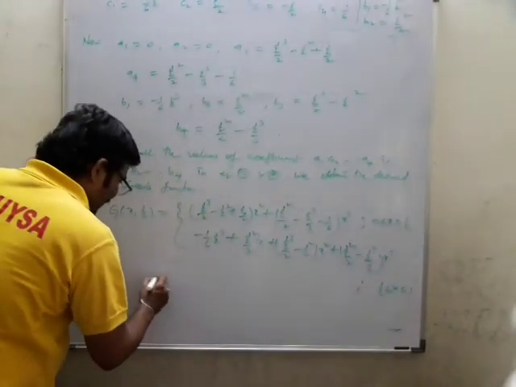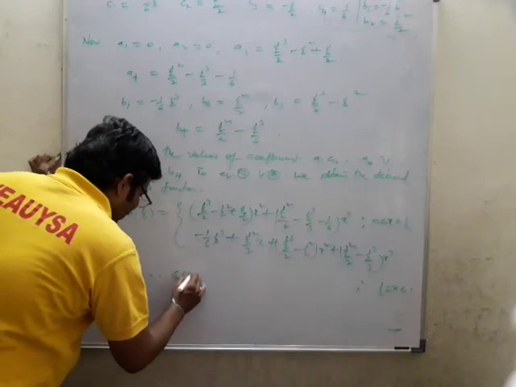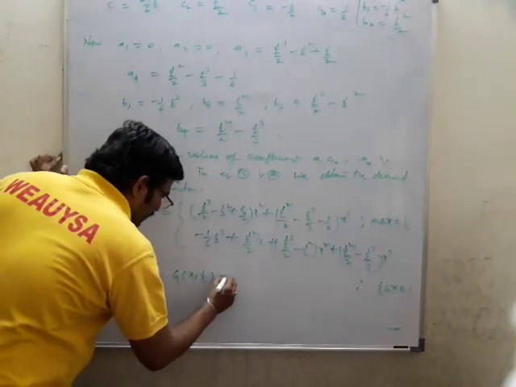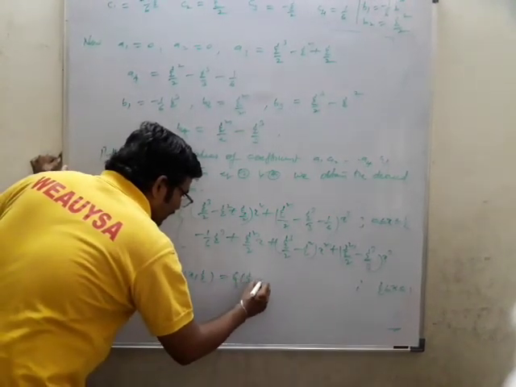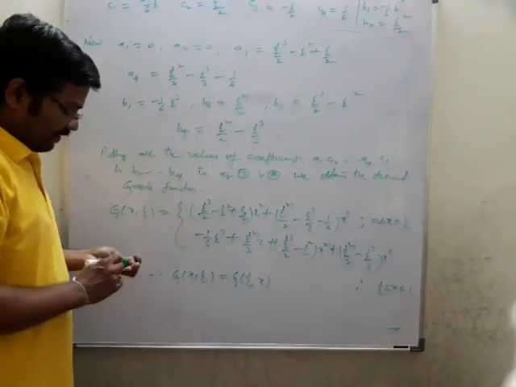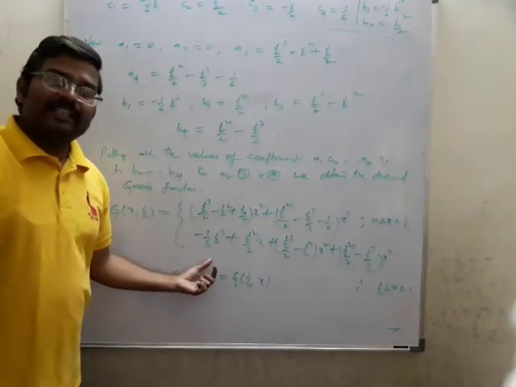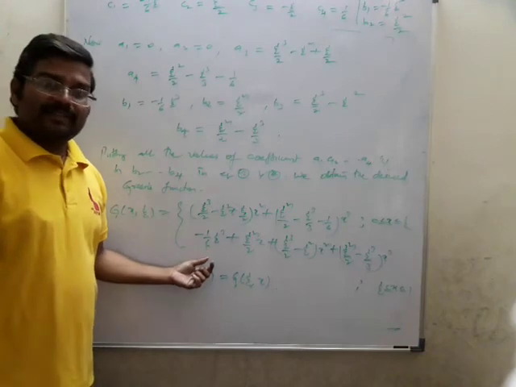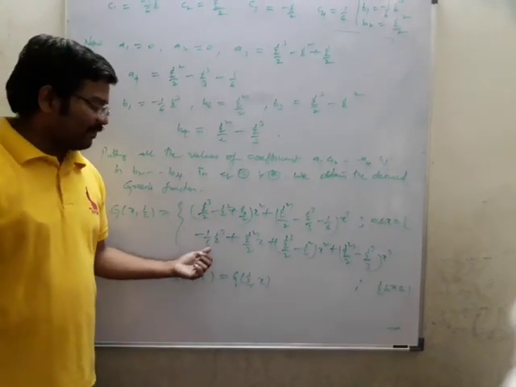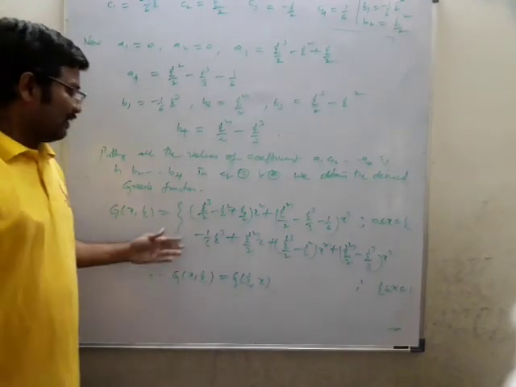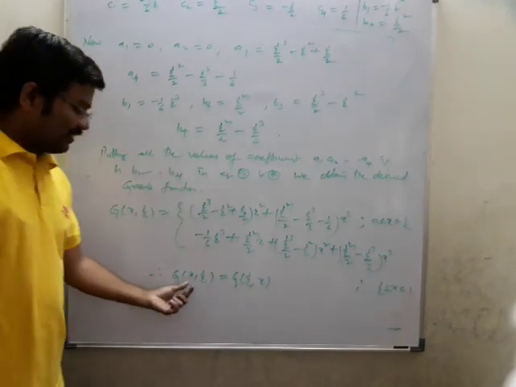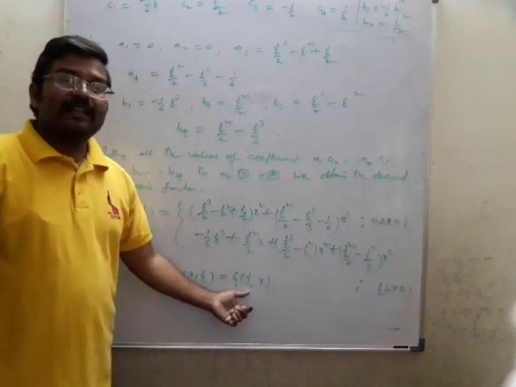So this also can be written as, therefore we can write G of x comma xi can also be written as G of xi comma x because it is symmetric. So this is the Green's function after finding all the values of A1, A2, A3 and A4 and B1, B2, B3 and B4. This is how we can construct the Green's function. G of x comma xi is equal to G of xi comma x.